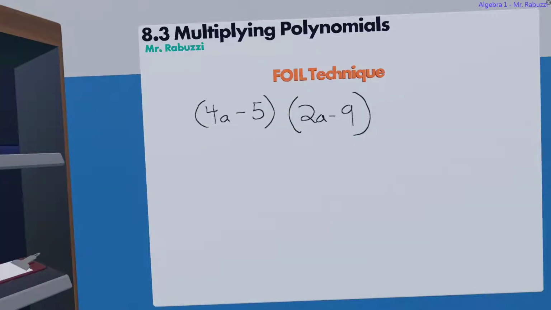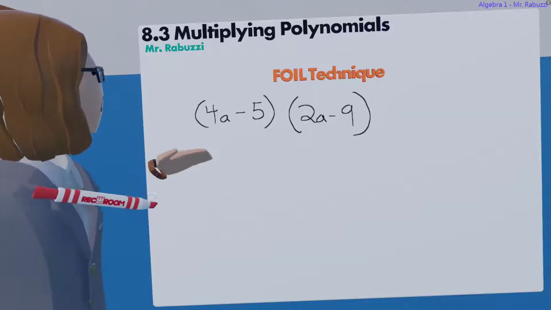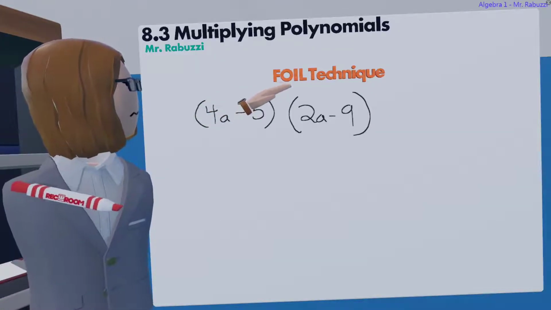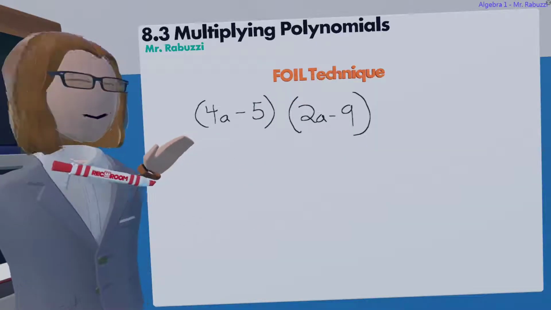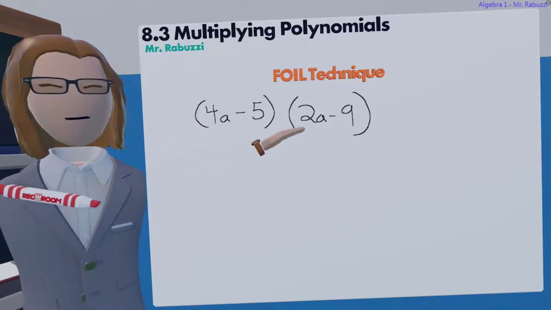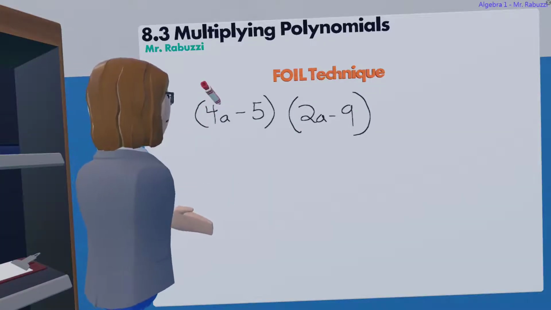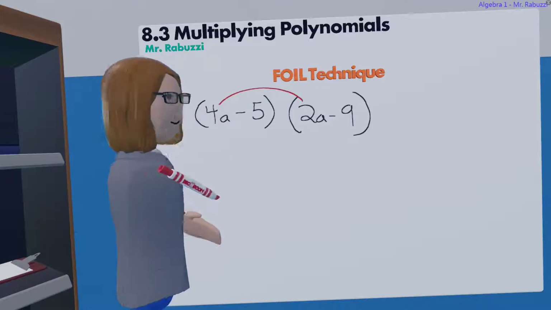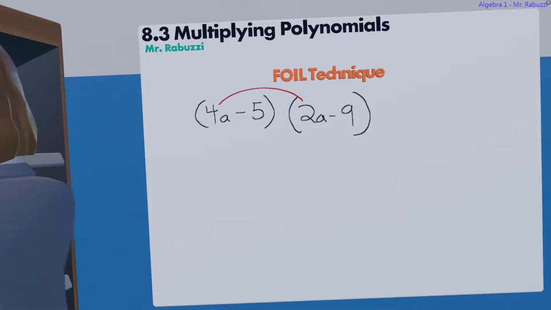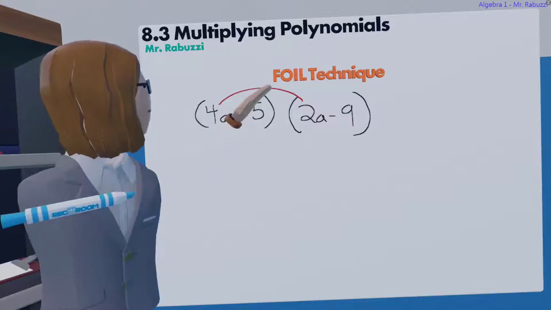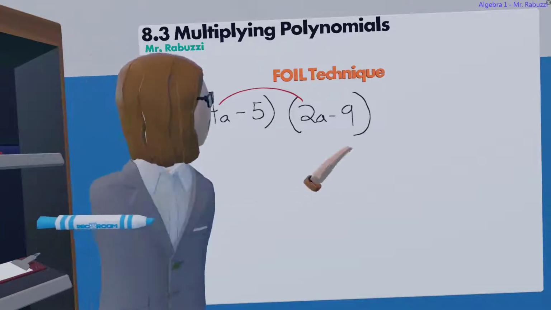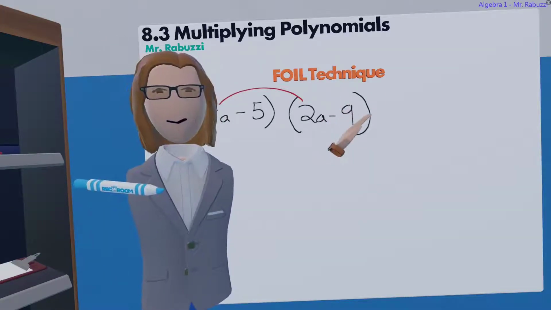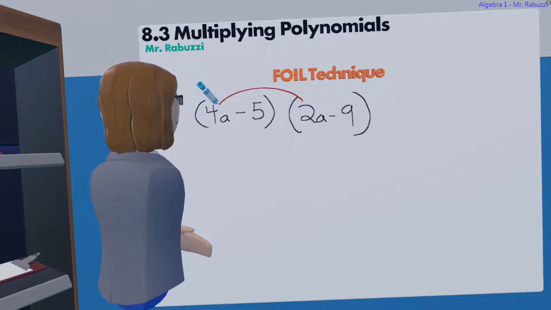Okay? And we've done this before. The name FOIL should be a little familiar. What we do with FOIL is first, outside, inside, last. We're going to multiply those together. So what's the first here and the first here? 4a times 2a. That's the firsts. Now we're going to do the outsides. This is on the outside, the 4a. And way on the other outside is negative 9. So we're going to multiply those together.